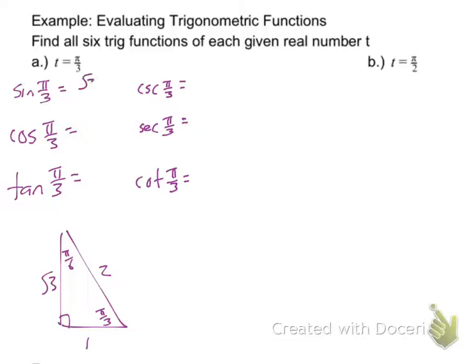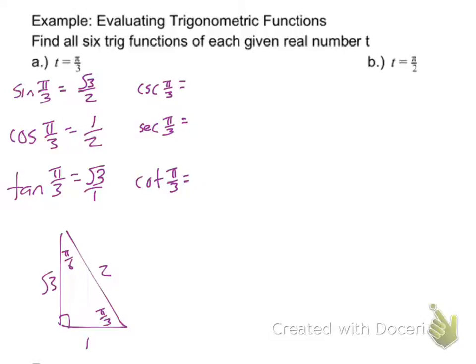Square root of 3 over 2. What is the cosine of pi over 3? 1/2. Tangent of pi over 3: square root of 3 over 1, or just square root of 3. There's a reason why, guys, I left it as square root of 3 over 1, because you guys can reduce that anytime.